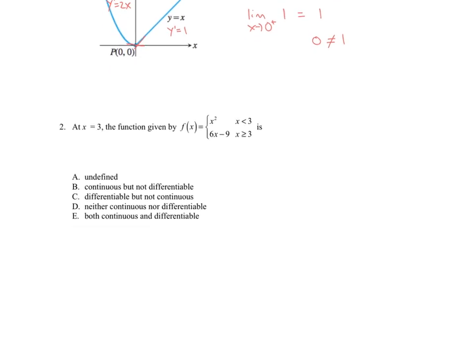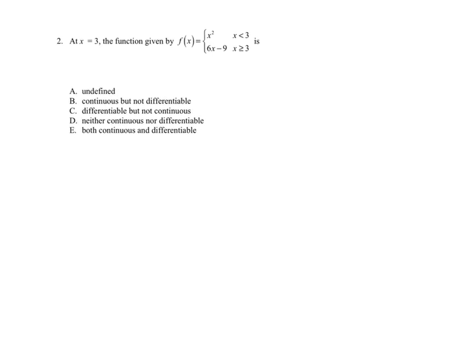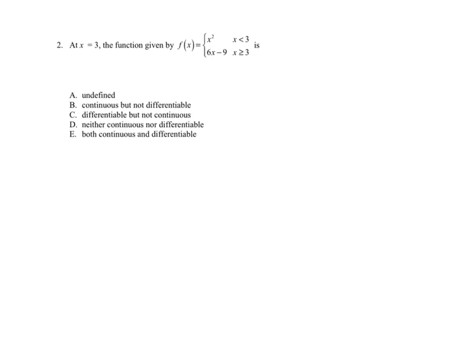Okay, next example. At x equals 3, the function is given by f of x equals x squared when x is less than 3, and f of x equals 6x minus 9 when x is greater than or equal to 3. This is a piecewise function, and we want to decide if it's undefined, continuous but not differentiable, differentiable but not continuous, neither continuous nor differentiable, or both continuous and differentiable.